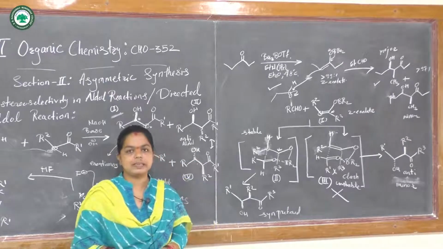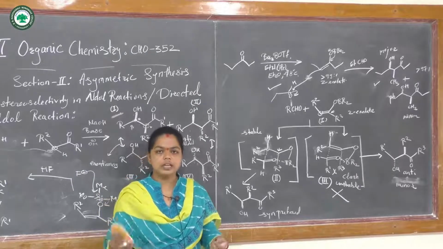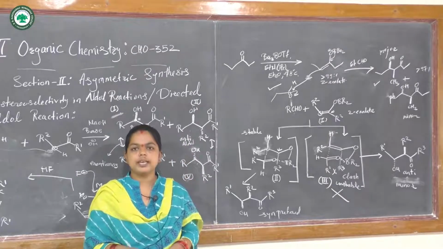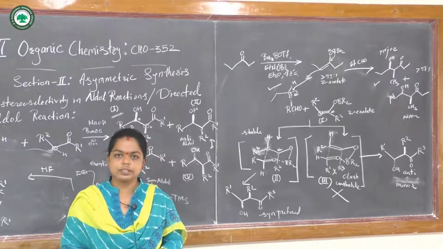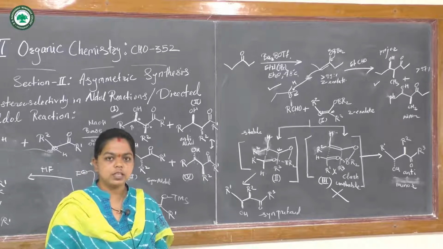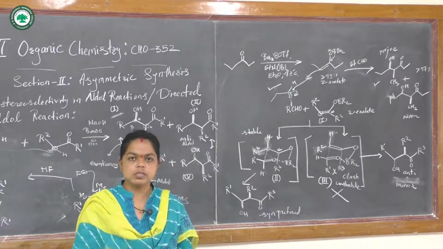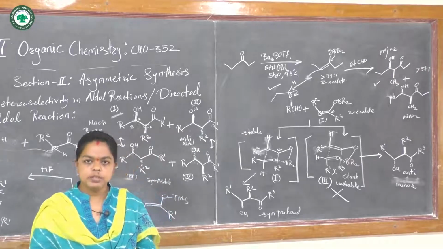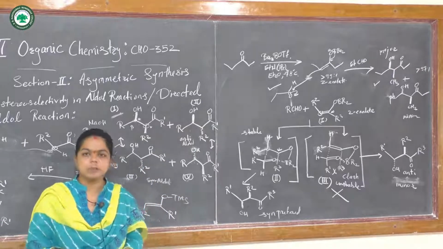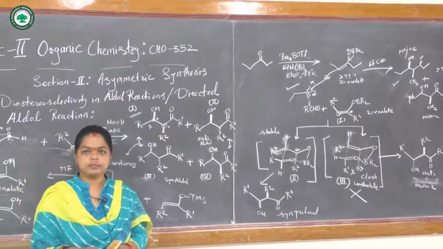So this is the basic reason, arising from the stable transition state, by which we can generate these stable compounds. This explains the diastereoselectivity of the reaction. We can direct the reaction by generating the corresponding enolate: the Z enolate will give the syn product, and the E enolate will give the anti product. So this is the last topic from asymmetric synthesis. Now we will stop here. Thank you.